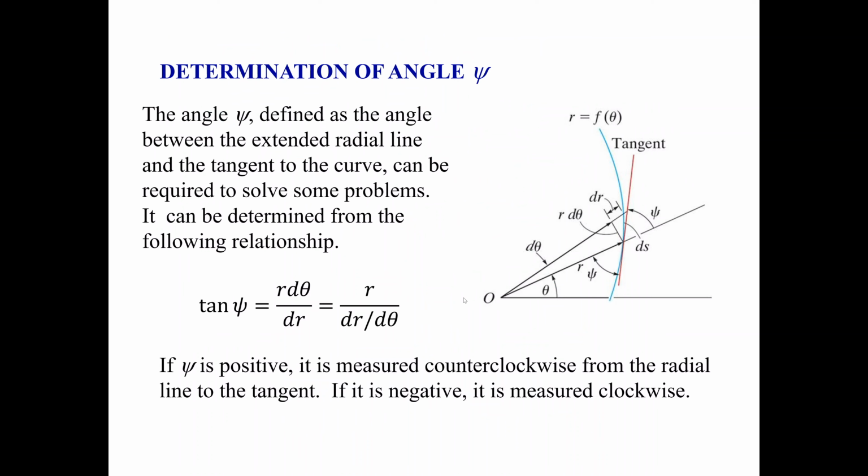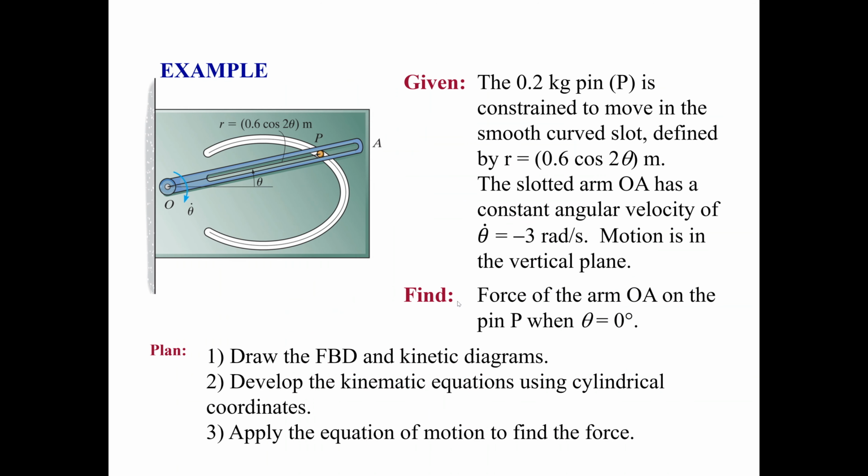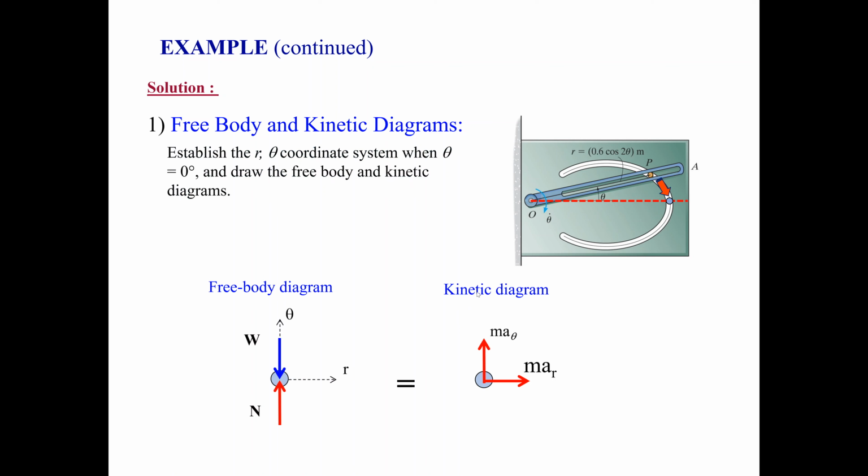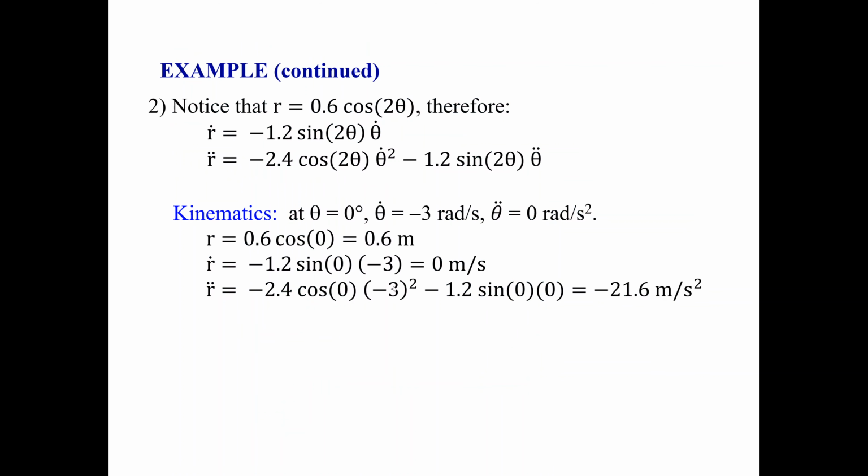Okay, so let's go back to where we were. We have our free body diagram and our kinetic diagram. Right off the bat, we know we need to find a_theta and a_r. So looking at this, we're looking for our first time derivative and the second time derivative here.